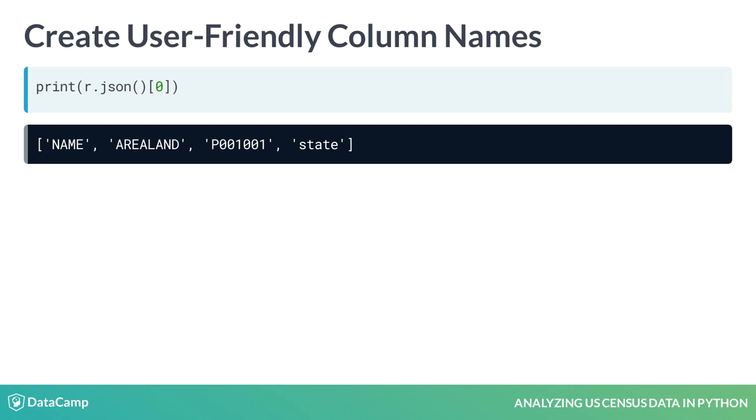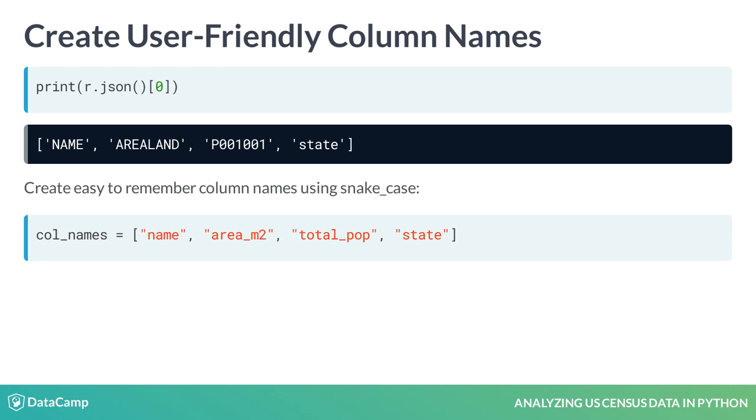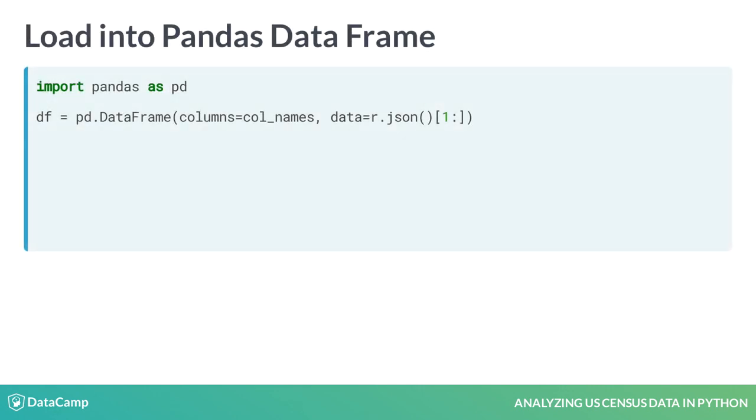Throughout this course, we will be renaming columns to make them easier to work with. Begin by creating a list containing the new column names, all lowercase. Now construct the data frame using pd.DataFrame. The new column names get passed to the columns parameter. The JSON list of lists gets passed to the data parameter. Use slicing to skip row 0, which contains the header.